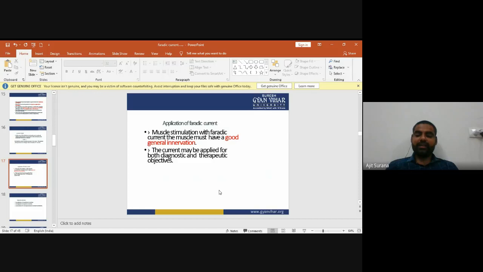Now, application of the Faradic currents. For muscle stimulation with Faradic current, the muscle must have good general innervation. The current may be applied for both diagnostic and therapeutic objectives.